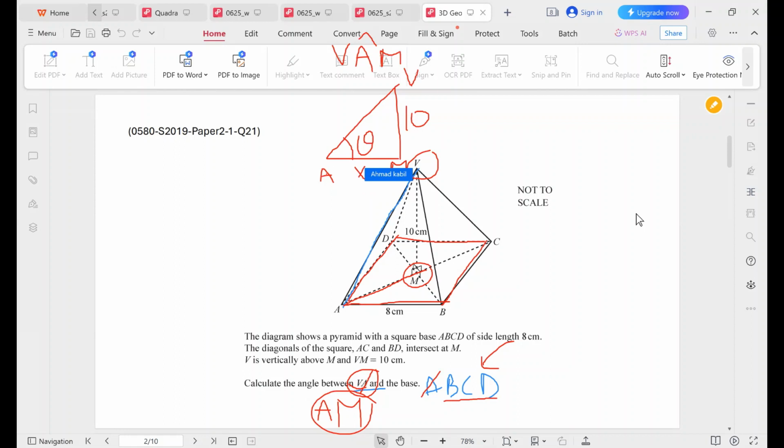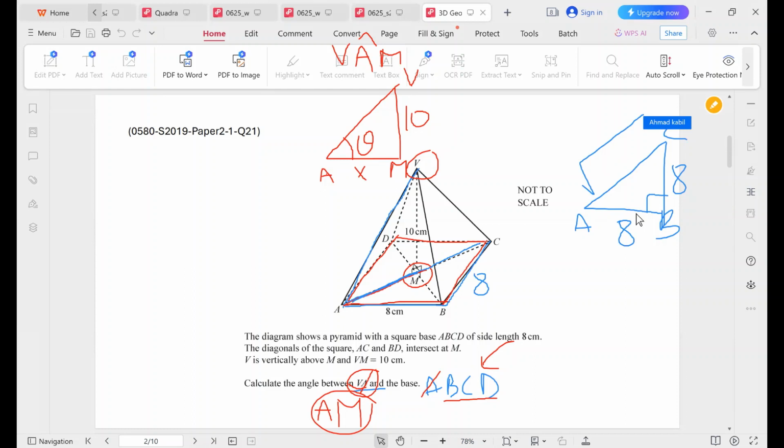So how do we get side AM? We need to find another triangle that can help us. AM is basically half of the big diagonal AC, so if we can get AC, then we can get AM by dividing by 2. In order to get AC, we can use triangle ABC. Since this is a square, this side is 8 as well. Angle B is 90, of course, because this is a square. Side AB is 8, side BC is 8 as well, and we want to find AC.